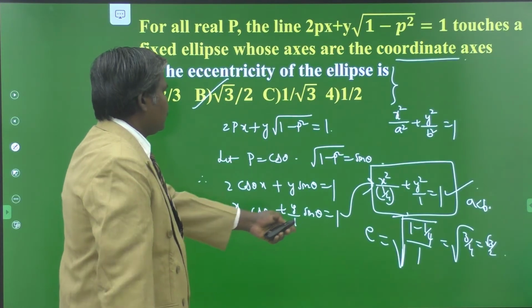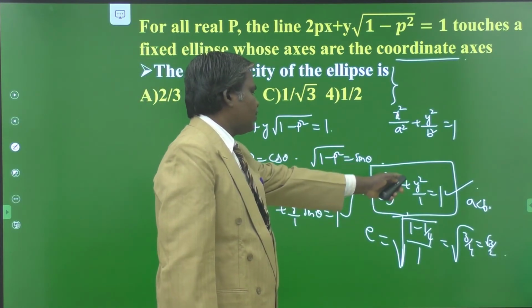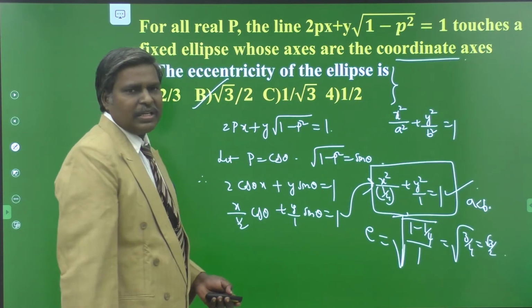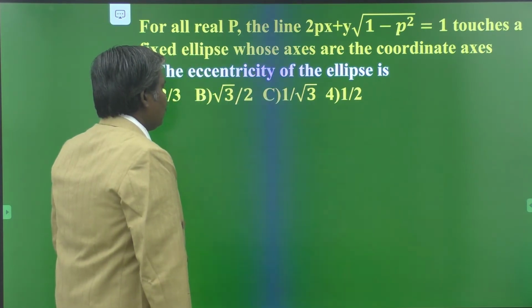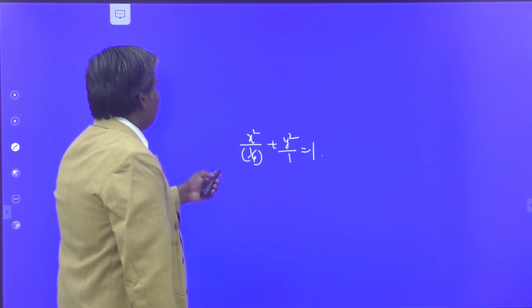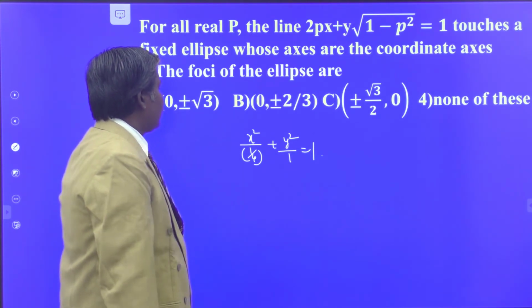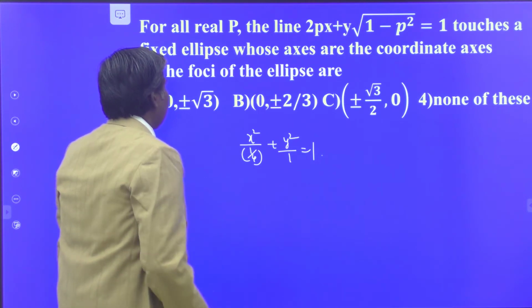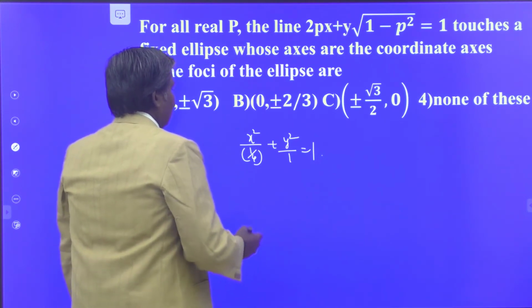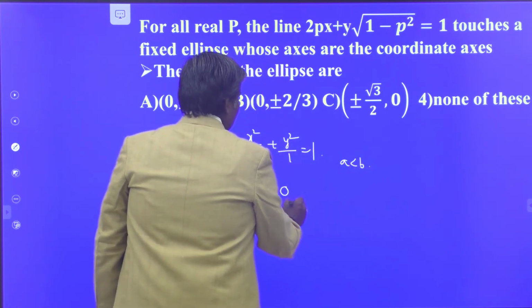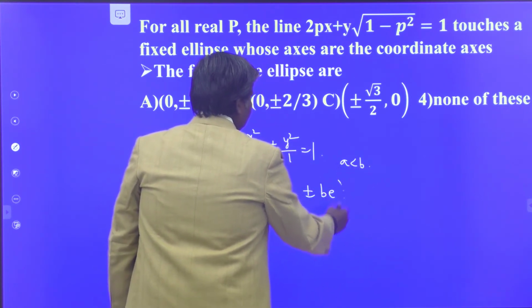See here, this is the ellipse. X square by 1 by 4 plus y square by 1 equal to 1. We have to write the foci. Here a less than b case, the foci are 0 comma plus or minus b.